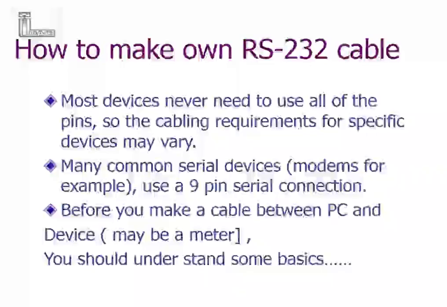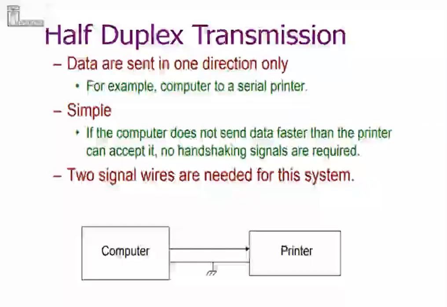Now, the first thing when you buy an instrument, you have to make an RS232 cable. So read the serial communication manual. There, you probably don't need to use all the 9 wires of an RS232 connector to make a cable. Most of the time you need 3 wires: transmit, receive, and ground. Now, in order to make a cable, you should understand certain basics.